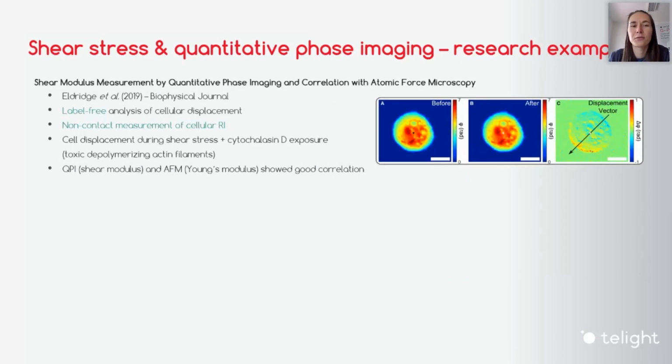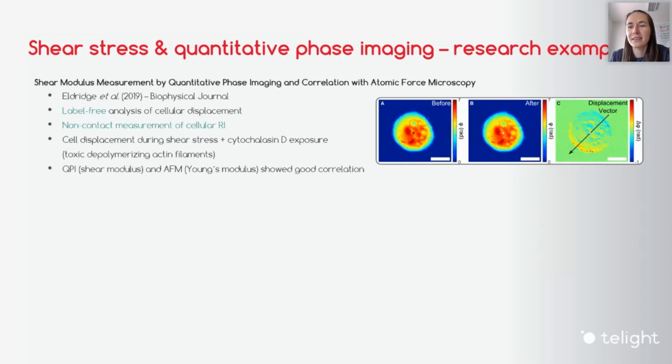And then I've also read and prepared for today 2 papers from the North Carolina, from the Duke University. First is the measurement of the shear modulus and correlation with atomic force microscopy. So atomic force microscopy is a traditional technique for studying the mechanical properties of cells, but it's a contact technique compared to the QPI, which is of course contactless and label-free.